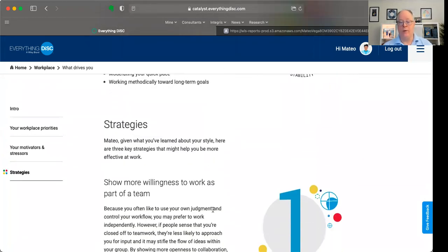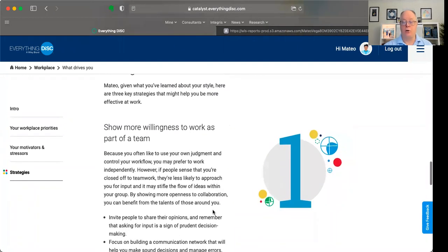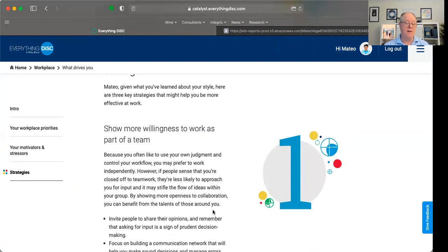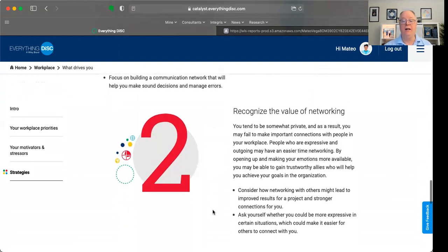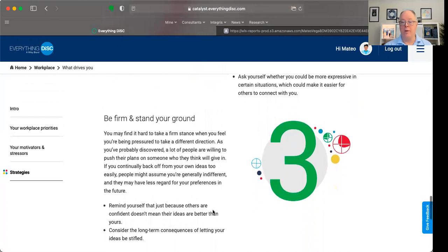One of the key things that really comes out of here is it's also going to give you strategies. These strategies are specifically for Mateo. What are 3 things that might help Mateo be more successful as he goes forward? These strategies are part of knowing my own style and now being able to choose actions to really make those wise conversations, those wise decisions to help me move forward in my career. And there are 3 of these strategies for everybody who takes part in Catalyst.